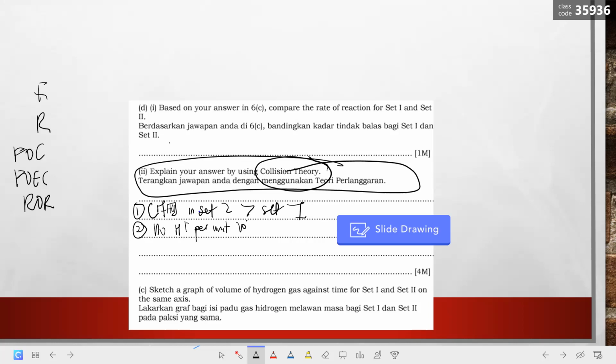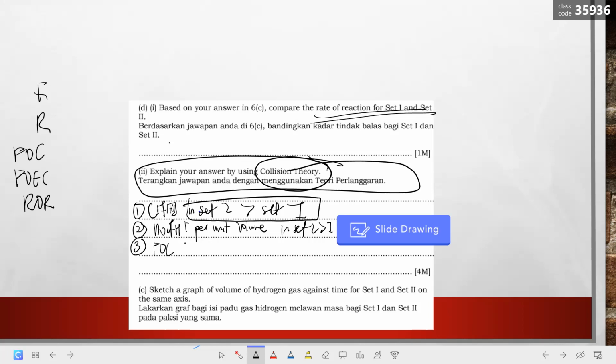Okay class, this is the mistake students make. They always forget to compare. Must remember, they're asking you to compare. So this sentence must compare. Number of hydrogen ions per unit volume in set 2 is higher than set 1. Bhavi, continue.